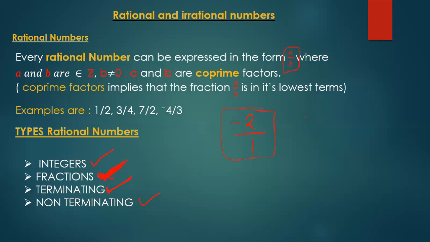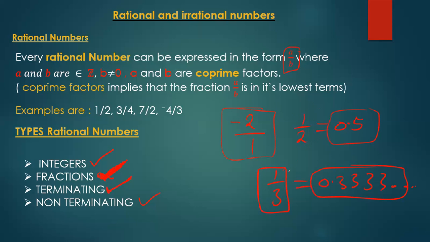Then we have terminating rational numbers. For instance, I gave an example of 1 over 2. This is 0.5. It is a rational number because it's terminating; it has terminated at some point. Then we have non-terminating rational numbers, like 1 over 3, which is 0.3333. This is a rational number because it can be expressed in the form 1 over 3, but it's non-terminating.